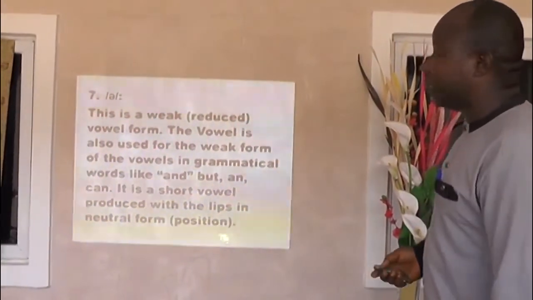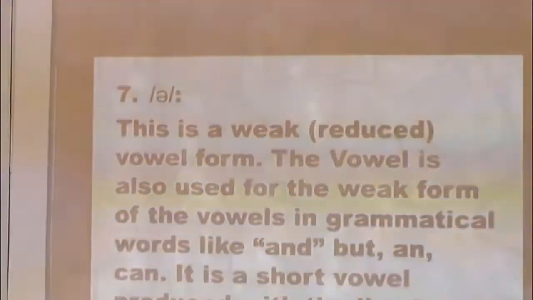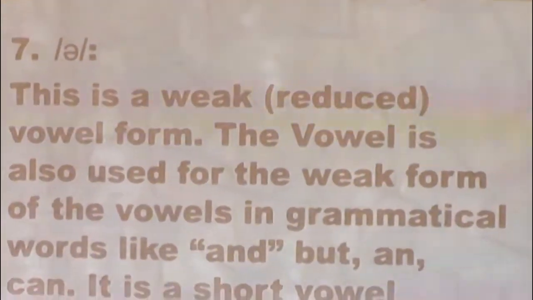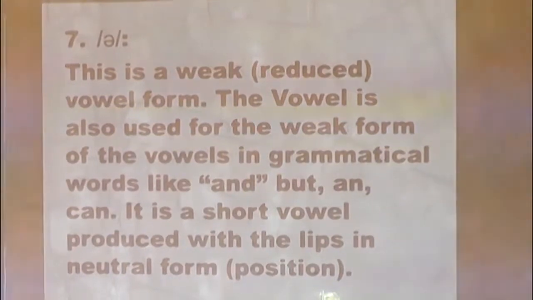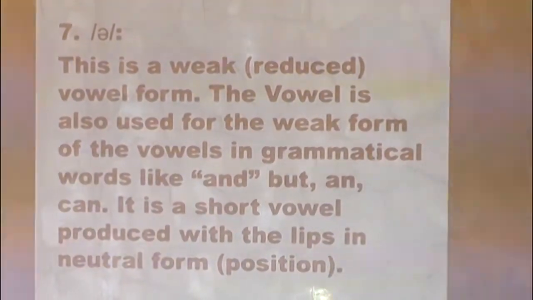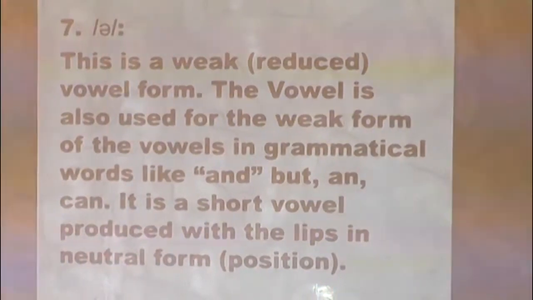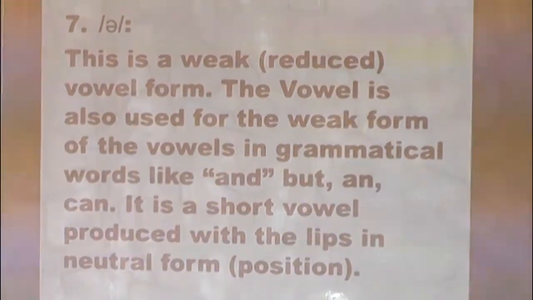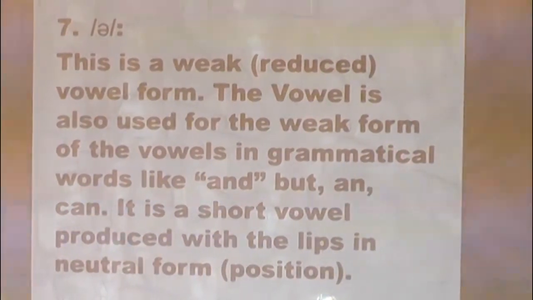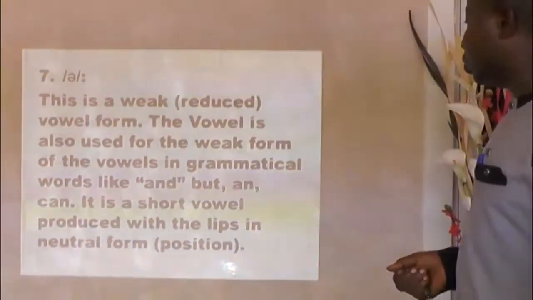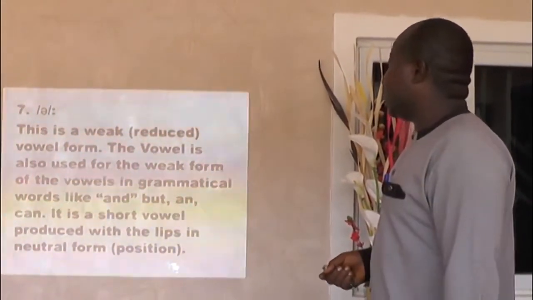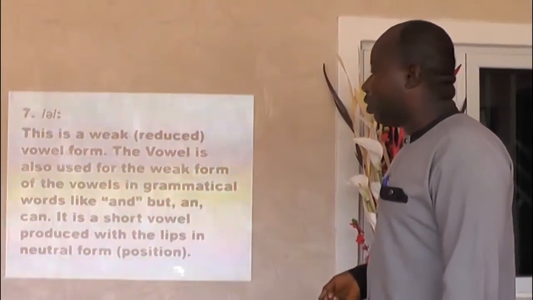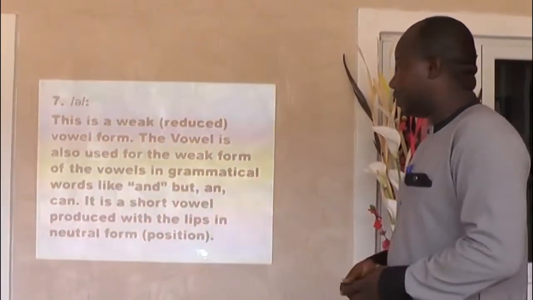If you have not forgotten, I told you that there are 7 short vowel sounds that every student must know. Now here we have this 7th one, and this 7th one is a weak sound. You can also call it a reduced vowel sound. Now this very sound can also be used for the weak form of the vowels in grammatical words like this.